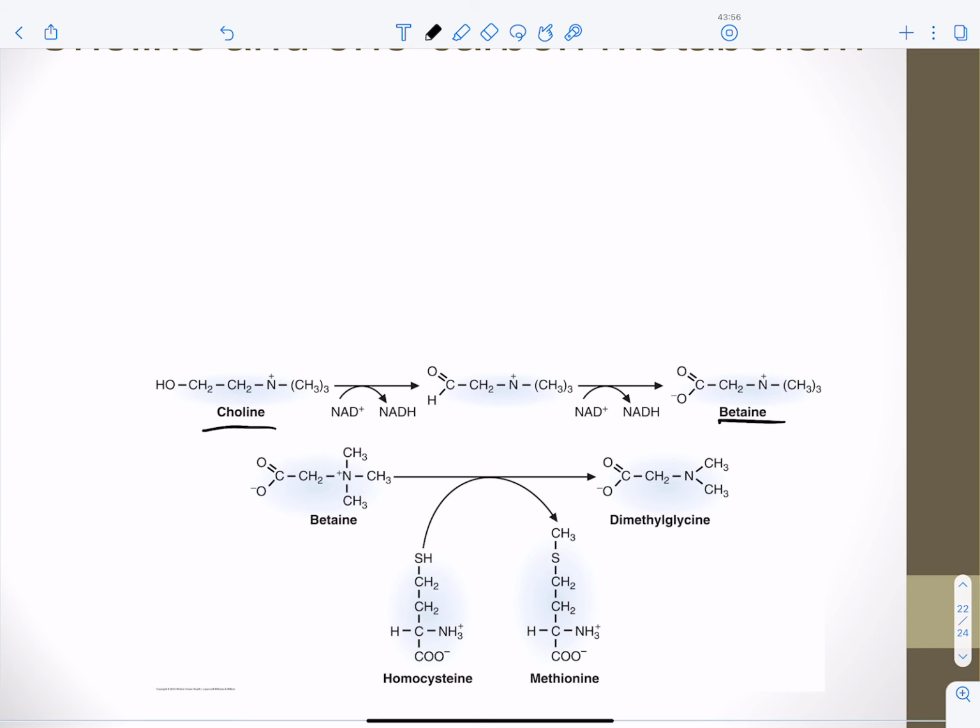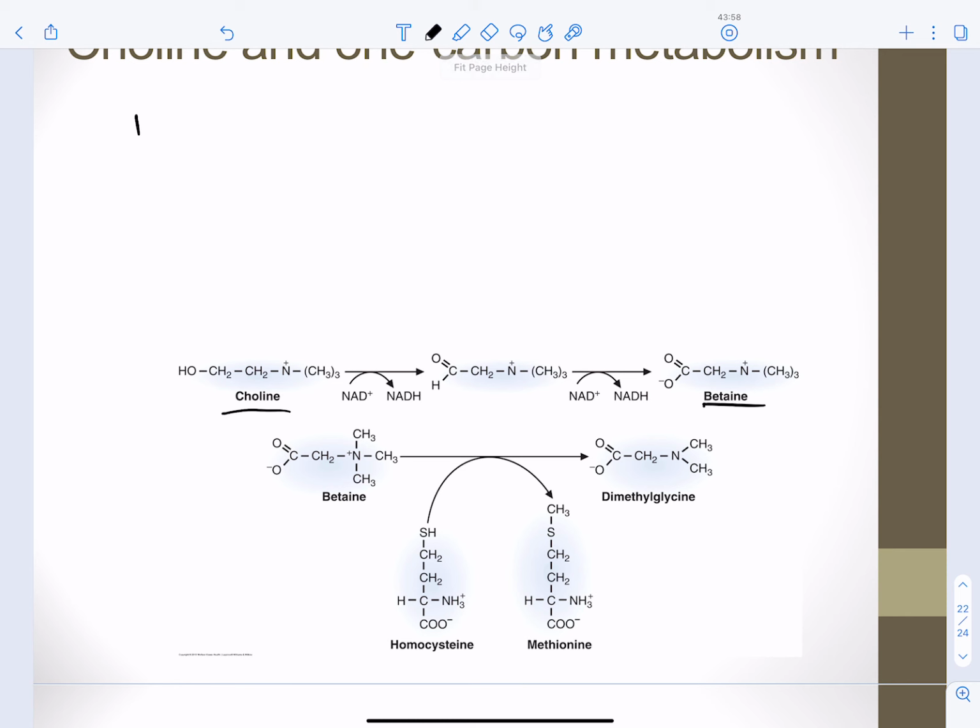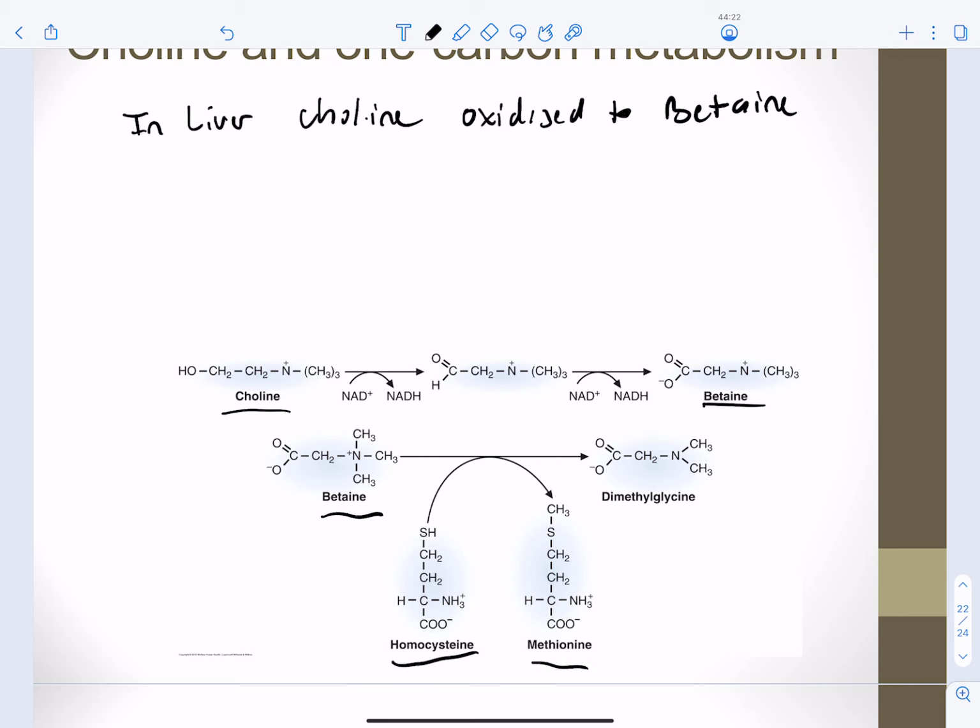So in liver, choline gets oxidized to betaine, and betaine can donate a carbon to homocysteine to make methionine. Therefore, the liver has two routes for homocysteine conversion, whereas our nervous system or any other system only has one route, the vitamin B12 pathway.